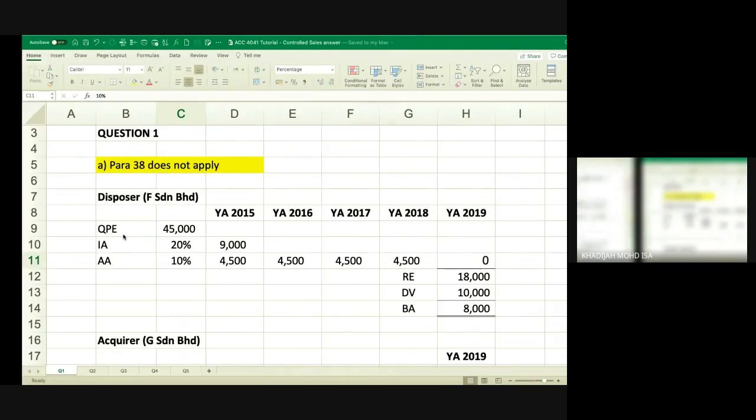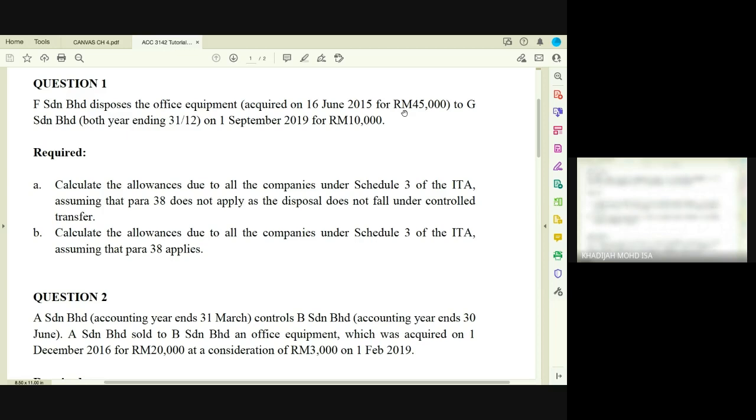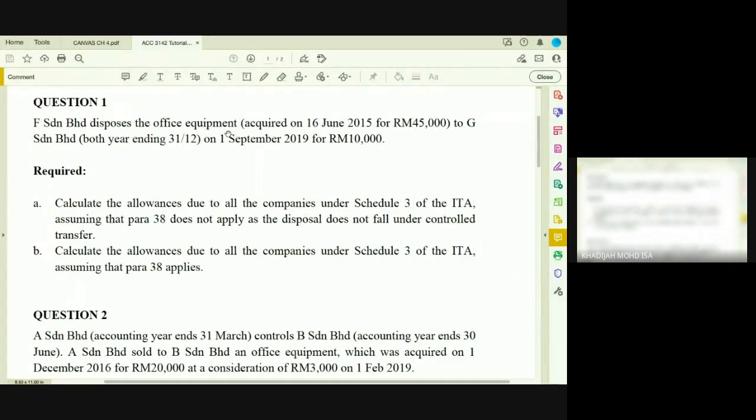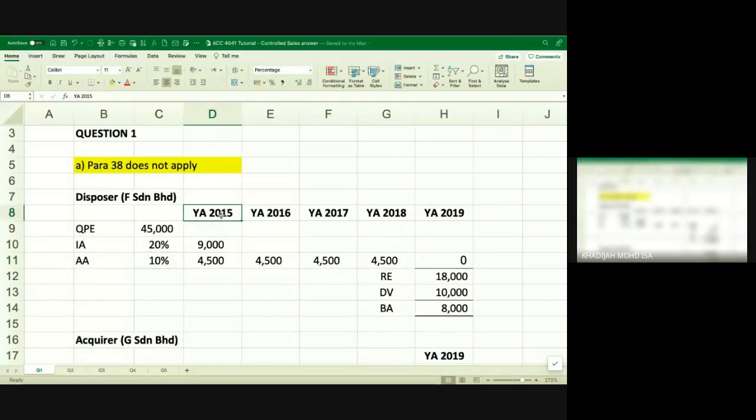Yeah. So you start claim in YA 2015 because the year end, the acquisition date is 16th of June 2015. So that's why you start to claim in YA 2015. Right. So look into the acquisition date, in this case 2015, and you dispose on 1st September 2019. So you're going to claim in 2015 IAAA, and then 2016, 2017, and 2018 the annual allowances. When it comes to the year of disposal, to the disposer, absent Berhad, you cannot claim any more allowances.